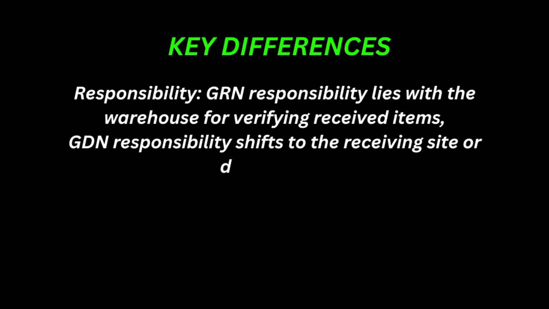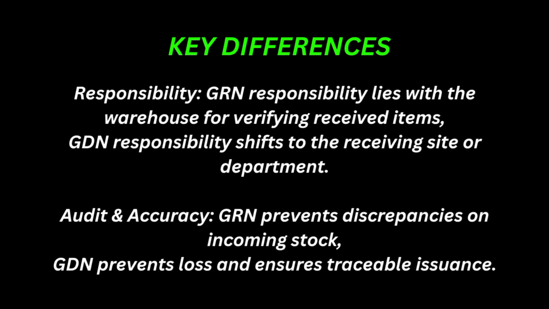Responsibility: GRN responsibility lies with the warehouse for verifying received items. GDN responsibility shifts to the receiving site or department. Audit and accuracy: GRN prevents discrepancies on incoming stock. GDN prevents loss and ensures traceable issuance. These differences are not just definitions, they define how every warehouse maintains control, accuracy, and accountability.